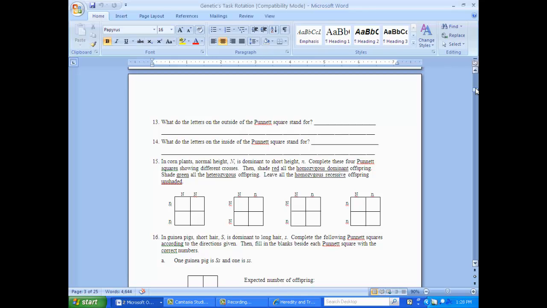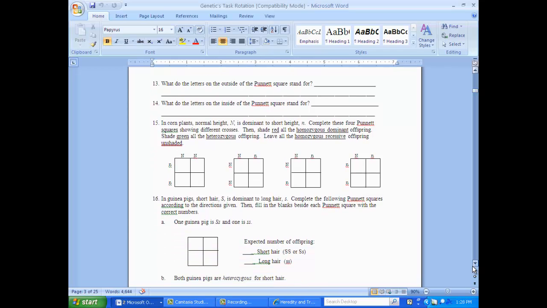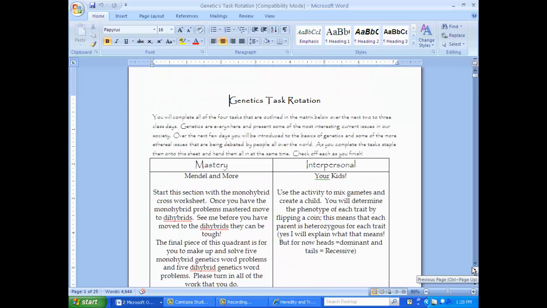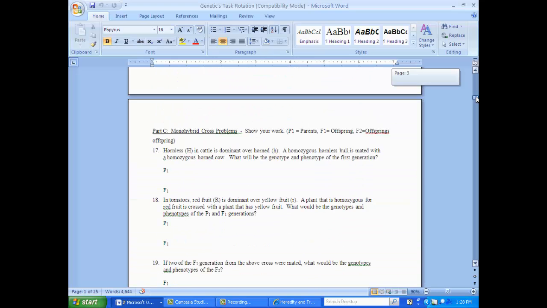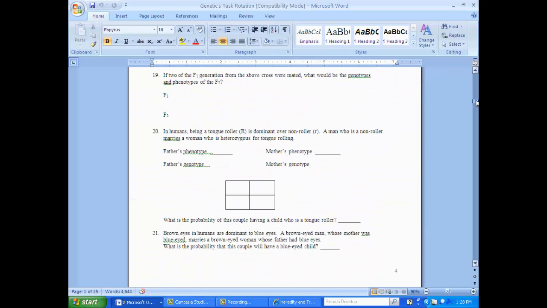Any questions? All right, I'm going to stop this. If you did not complete this and you want to do it for a few extra points for the homework, have at it. 20? I will do 20, yes. All right, let's look at 20.